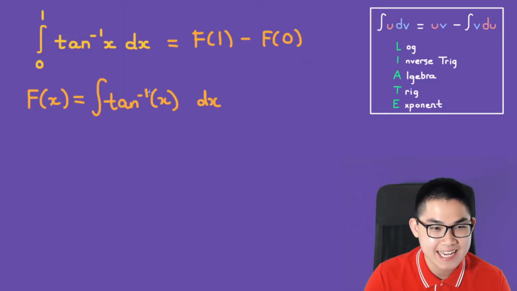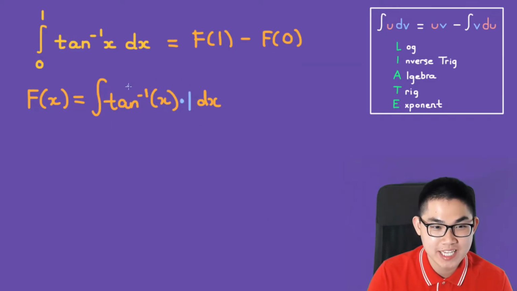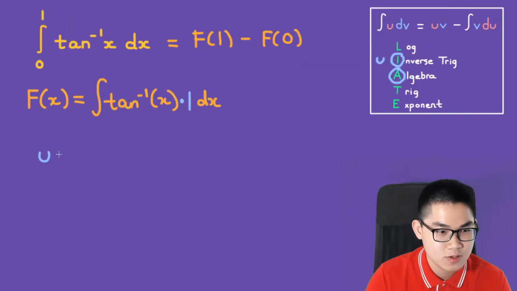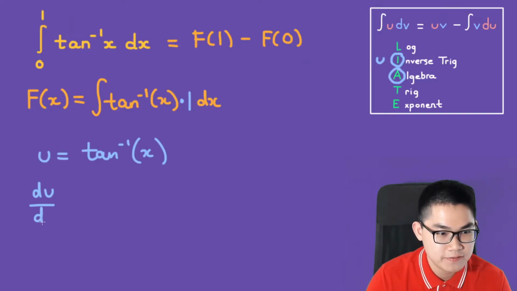So we can pretend that this is arctan of x times 1 dx. Okay, so there are two parts to this integral. We see that there is the arctan, and arctan belongs to inverse trigonometry, and the 1 belongs to the algebra because it's a constant. So the first circle at the top is the u. So u is equal to arctan of x. And we need to find the derivative.